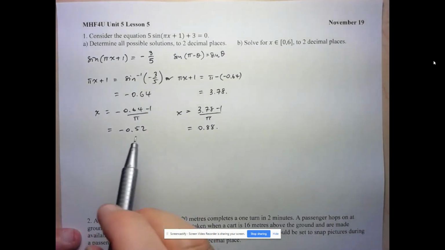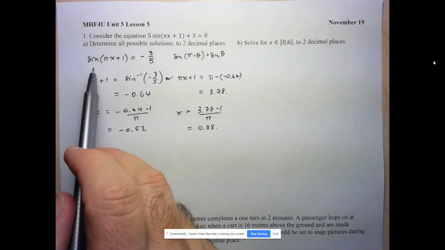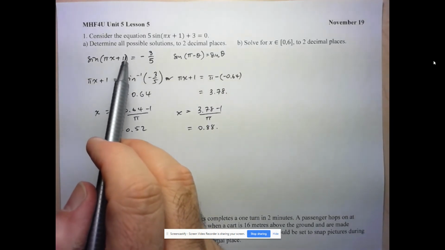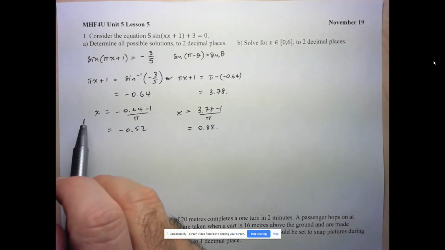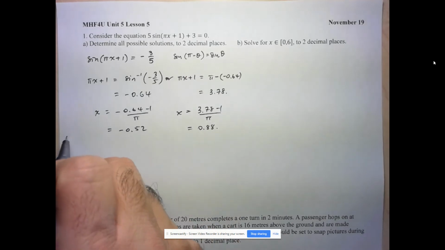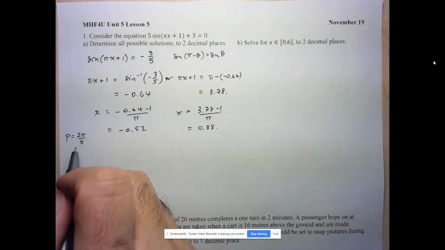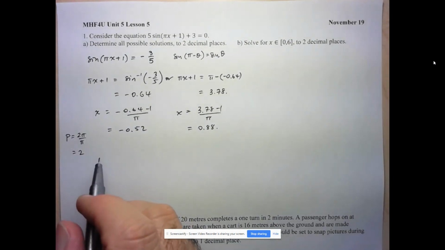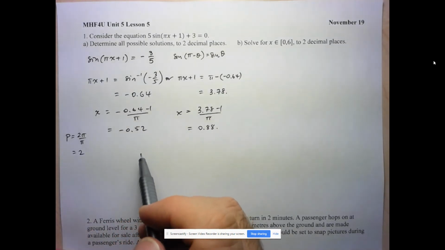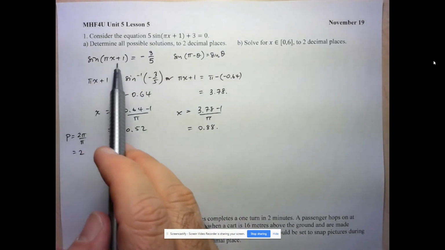Well, this is where we're going to use the periodicity of this trigonometric expression, but the period of sine of pi x plus 1 is no longer 2 pi because of this k value in front of the x. So let's figure out what the period of this expression is. The period we know is just 2 pi divided by the k value, which in this case is pi, so it's equal to 2. So when we want to generate further answers for x, we're going to keep adding multiples of the period. But in this case, the period is not 2 pi anymore.